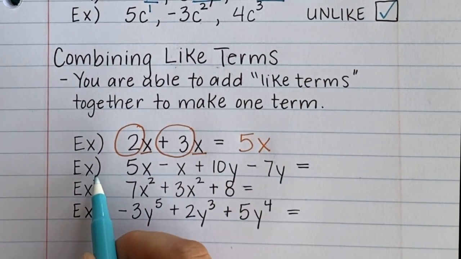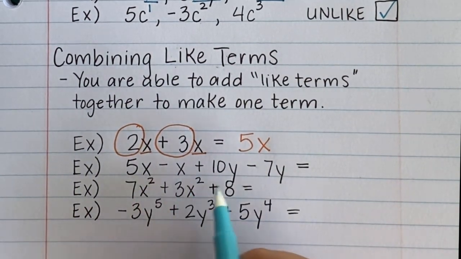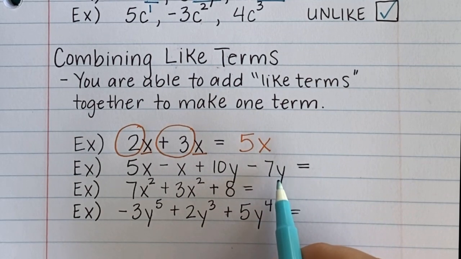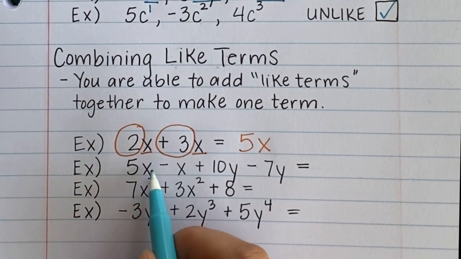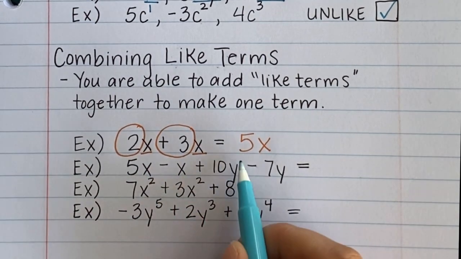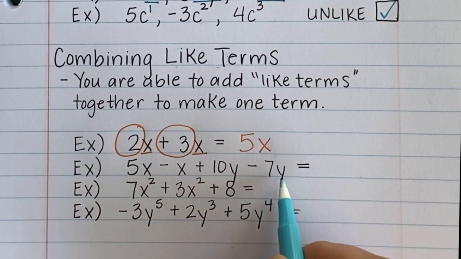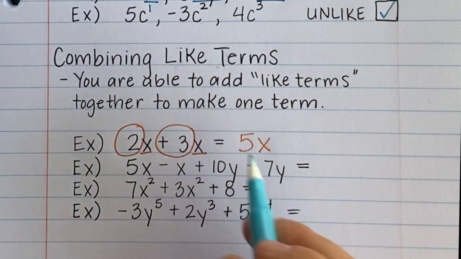Now let's look at this second example. We have 5x minus x plus 10y minus 7y. Now we have four terms whose variables are a little different. These two terms have a variable of x, and these two terms have a variable of y. So we want to combine the ones that are alike.